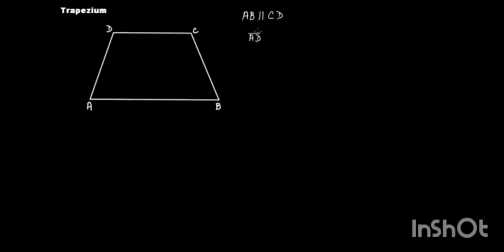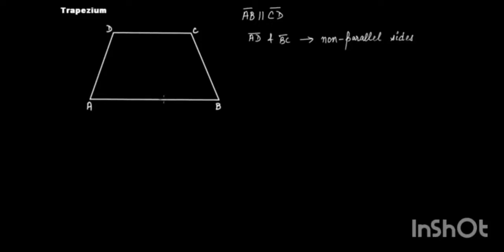AD and BC, these are non-parallel sides. Okay, so if in a quadrilateral one pair of opposite sides are parallel and another pair of opposite sides are non-parallel, that quadrilateral is a trapezium.